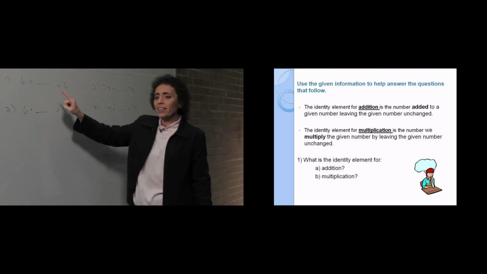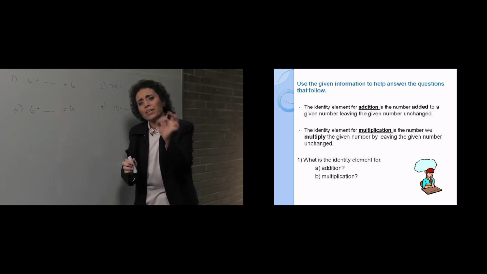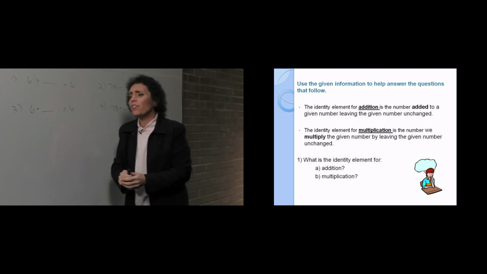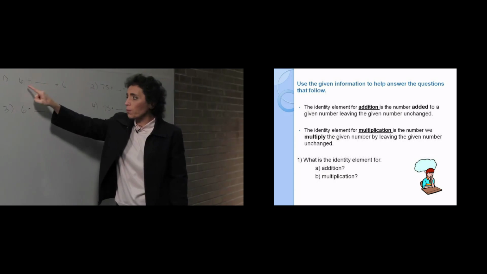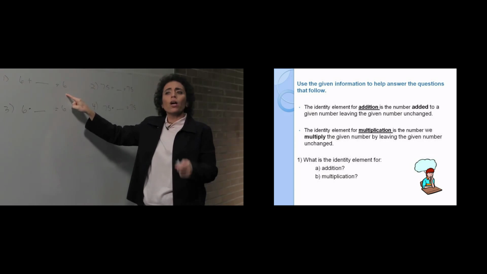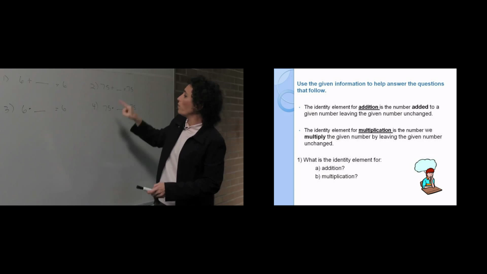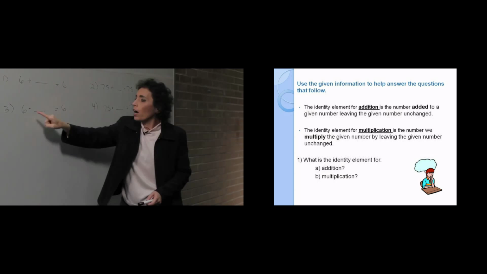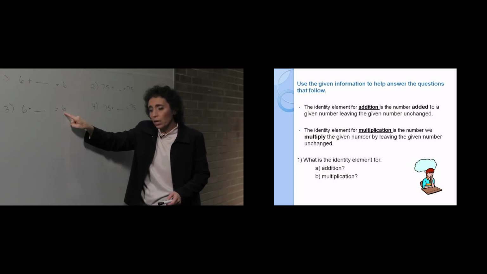But the truth of the matter is, the identity element tells me that the identity element of addition and multiplication, there are two. The identity element of addition says that if I add something to a given number, I want to get that given number back. Okay? So that given number remains unchanged. The one for multiplication says if I have a given number, I want to multiply it by something to get that given number back.